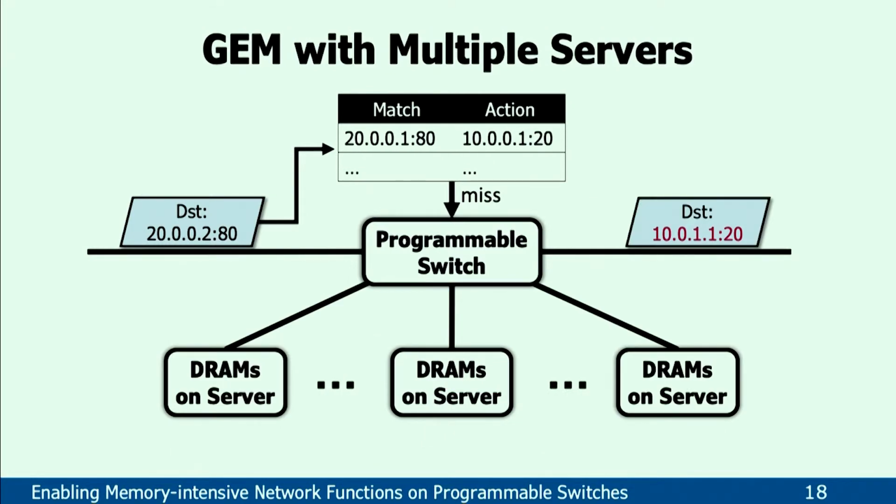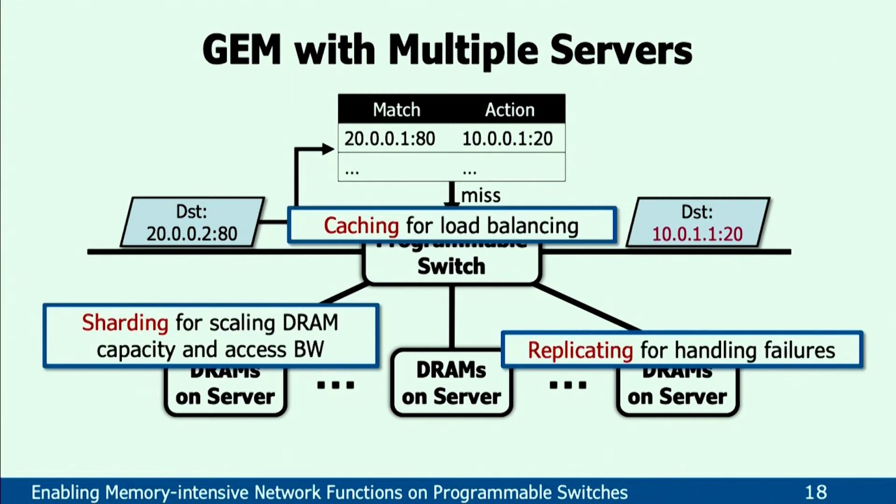So far, we have looked at our design with the single server case. While the single server design allows accessing remote memory, it cannot scale to support demands that exceed the available DRAM capacity of the single server or the access bandwidth of a single link. To address this, we extend our design to scale GEM to multiple DRAM servers using a combination of sharding, replication, and caching. Due to the time limit, I'll skip the detail in this talk, but we can chat offline.